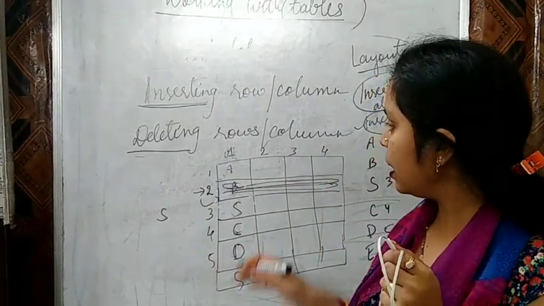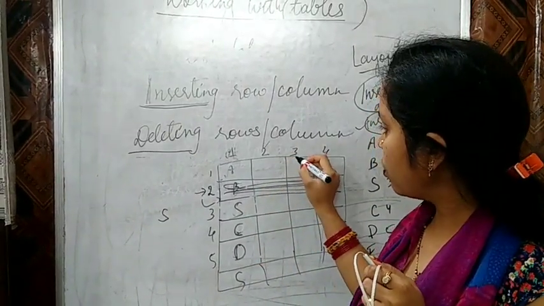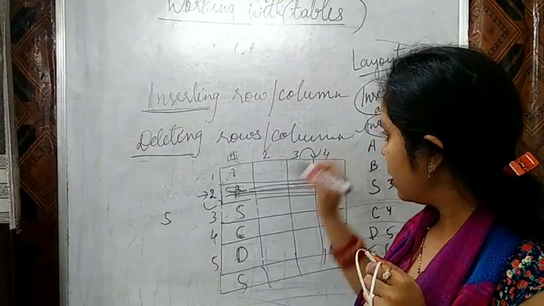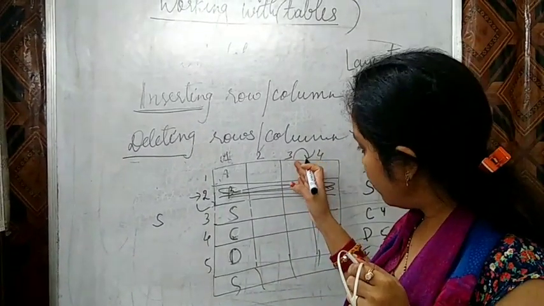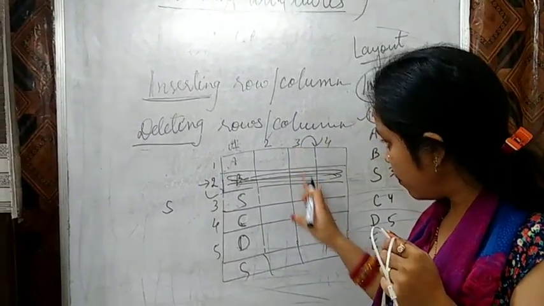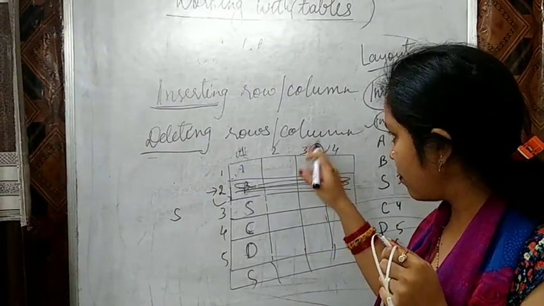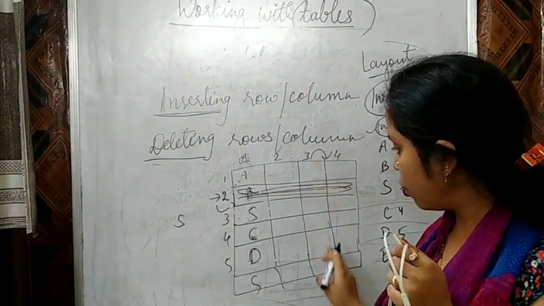Same way column is there. Like I want to insert one column after this third one. So what you will do? You will select this column which is near, after which you want to insert. You will select the whole column.